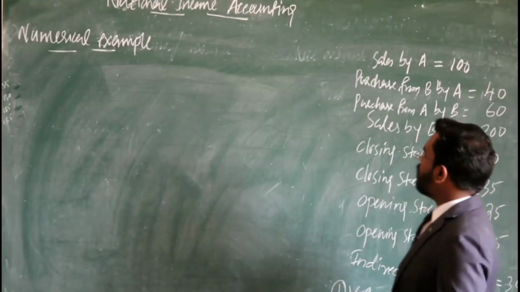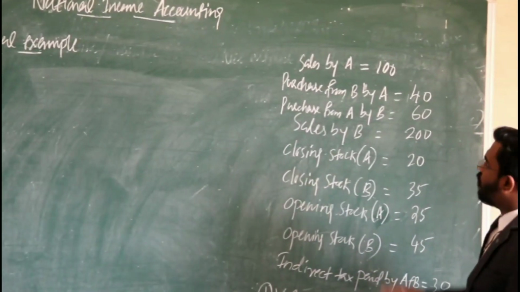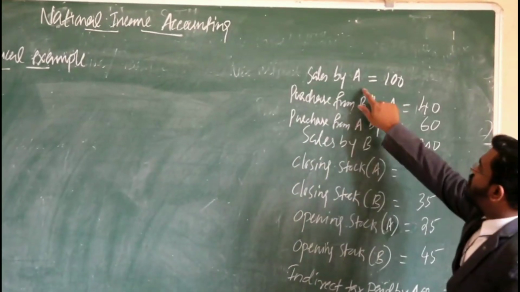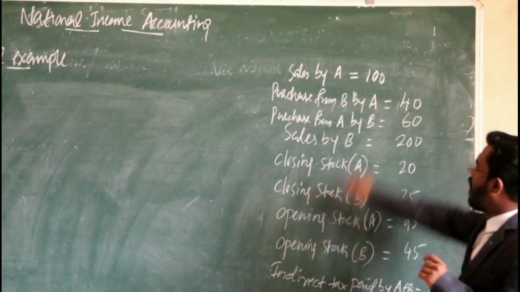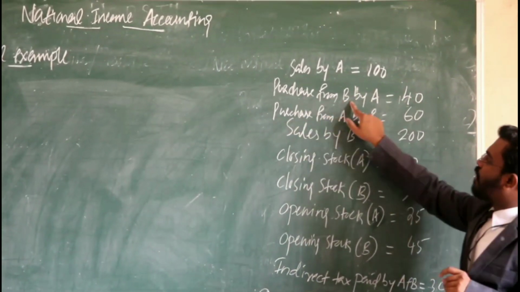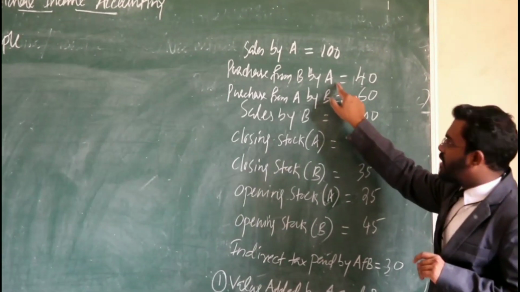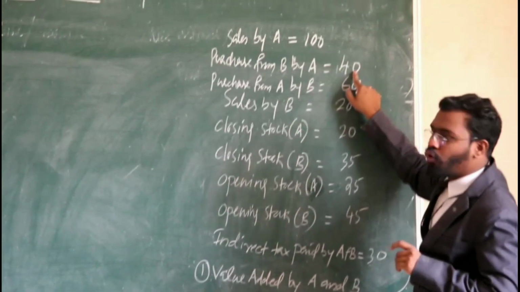Okay, so here the information is given: sales by A is given as 100, then purchase from B by A, it is 40.